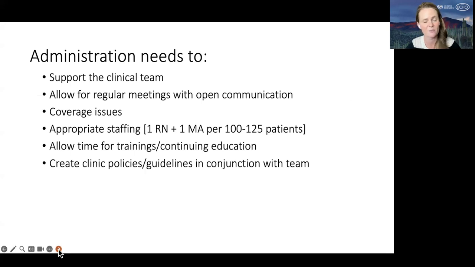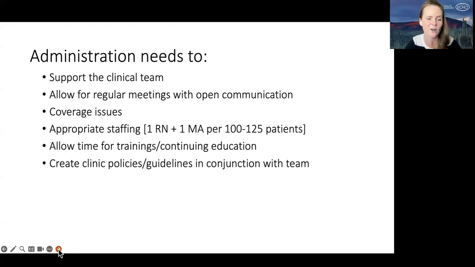So some of the things that administrators can do in order to support the clinical team are, concretely, to allow for regular meetings with open communication. This is just about healthy organizational culture, making sure that staff is able to provide feedback in a way that improves policy and functioning. Of course, again, with healthy organizational culture, that has to do with making sure that the clinic is adequately staffed. So in this model, there are really clear numbers about what caseloads work and which members of the team need to be at what ratios. So it's really important that staff do not feel overextended or burnt out. And if the model is implemented correctly, then they will not.